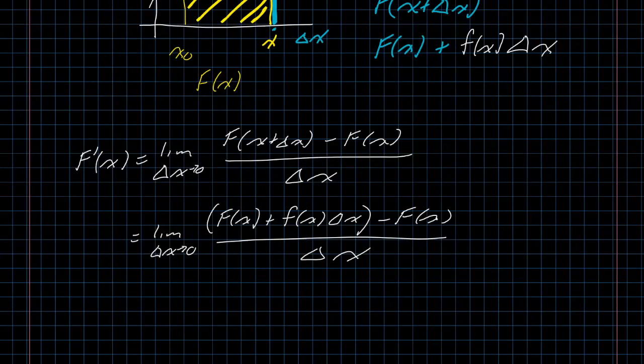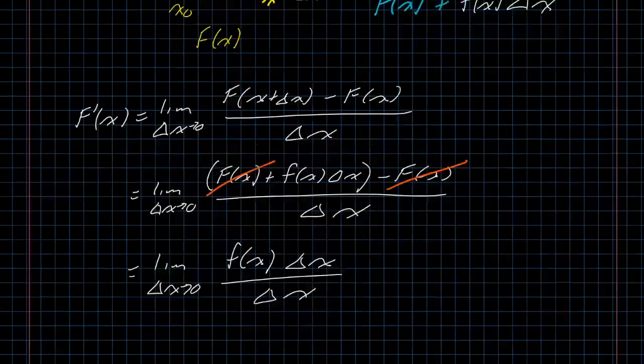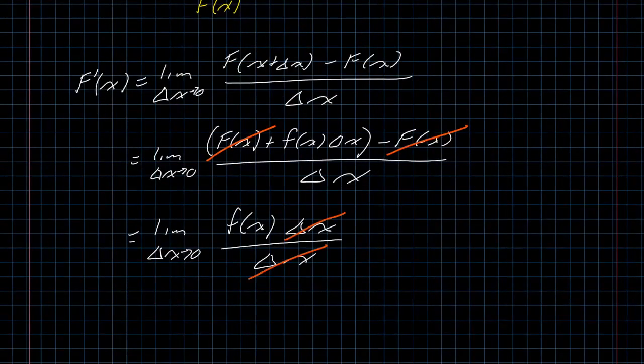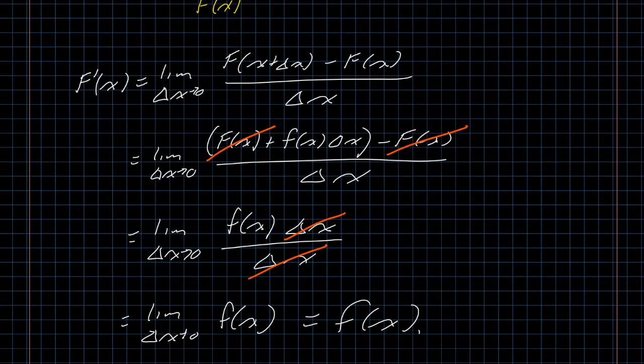And look at what happens. We've got a plus F of x and a minus F of x. Those things cancel each other out. Then we've got a delta x over delta x. Those things cancel each other out. And we got rid of all of the delta x's, which means that the limit as delta x goes to 0 of f of x is just f of x.